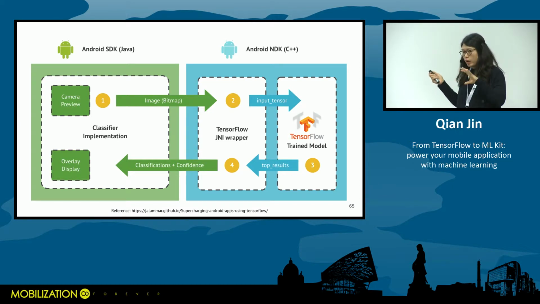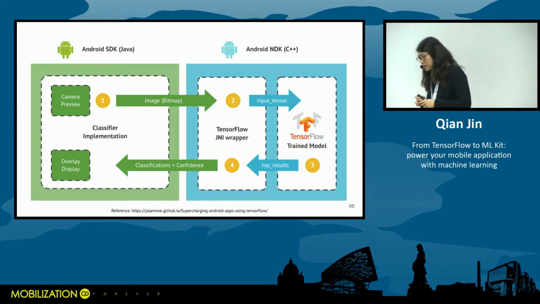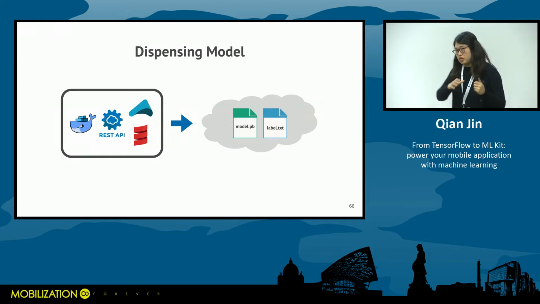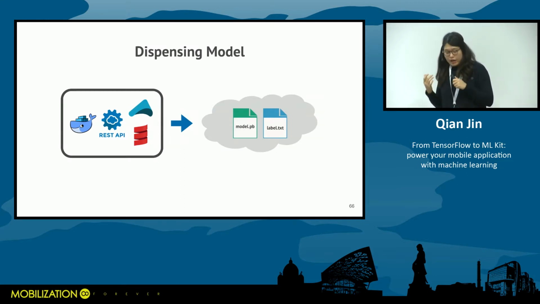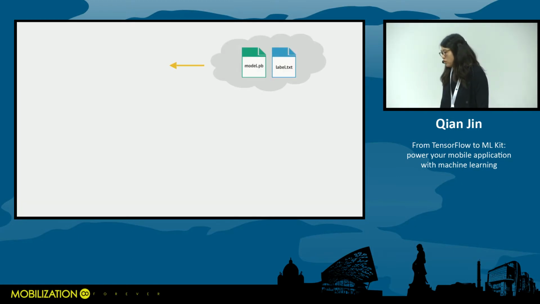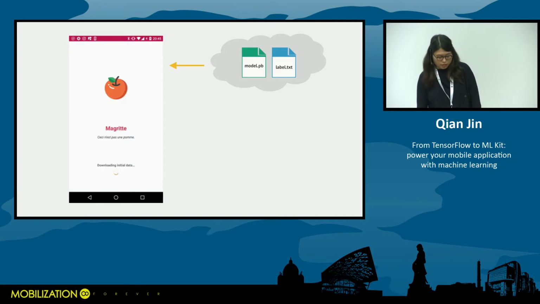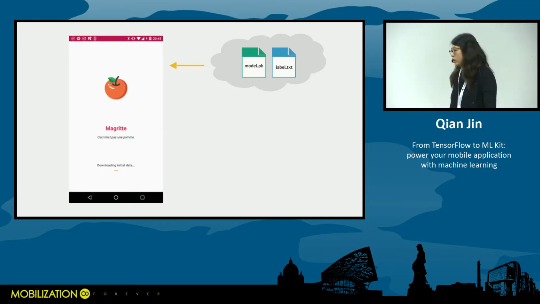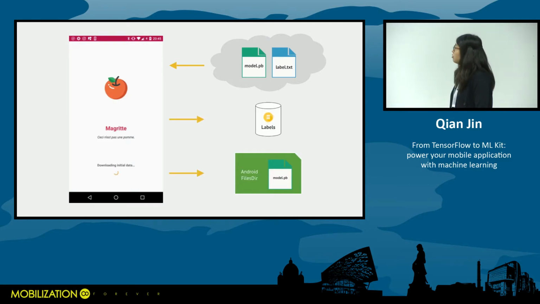But for now, TensorFlow Mobile is already deprecated. The replacement is TensorFlow Lite. At the time, there was not yet MLKit. What I had to do was build a small backend which dispenses the model. And what my application does is retrieve the models and the label file from the server, store them locally and use them. So that was my first try to showcase what we can do with machine learning models running on devices.